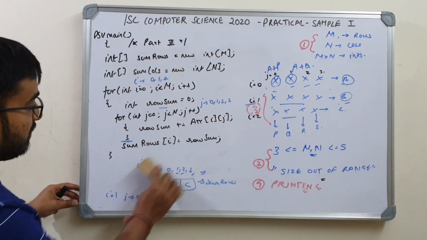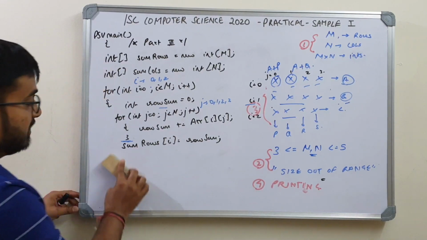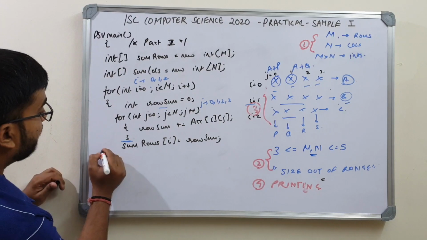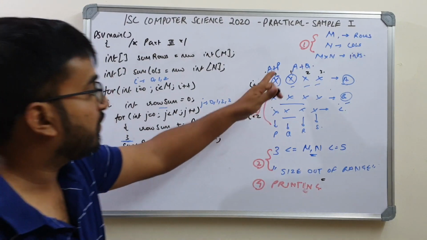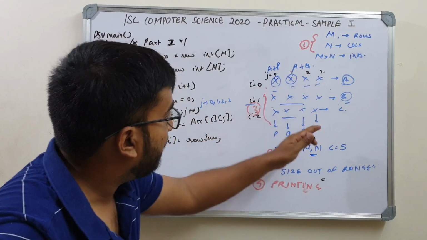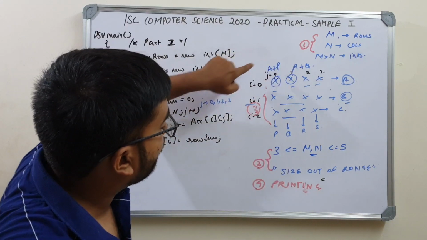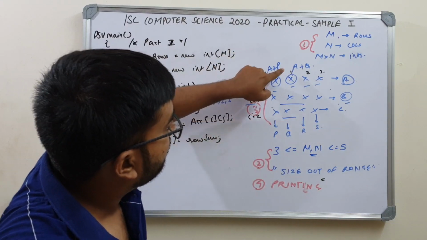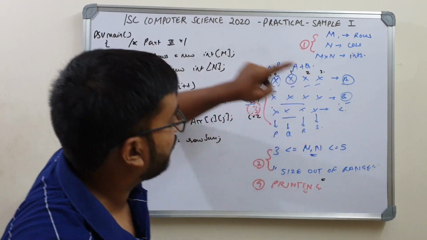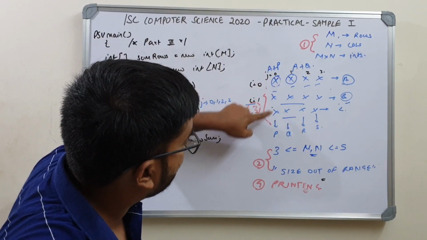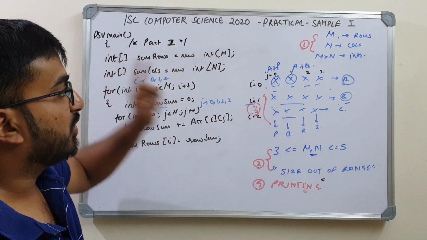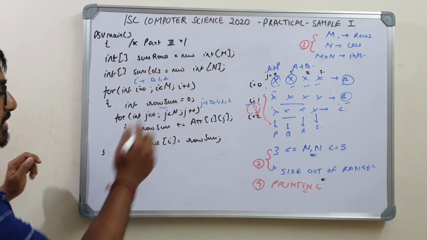Now we have to find the sum of each column, and I'm going to use a very similar approach. I'm just going to traverse like this. For each j, I'm going to traverse i 0, 1, 2. For j0 I'll traverse i 0, 1, 2, for j1 I'll traverse i 0, 1, 2. So j comes first, for each j first.